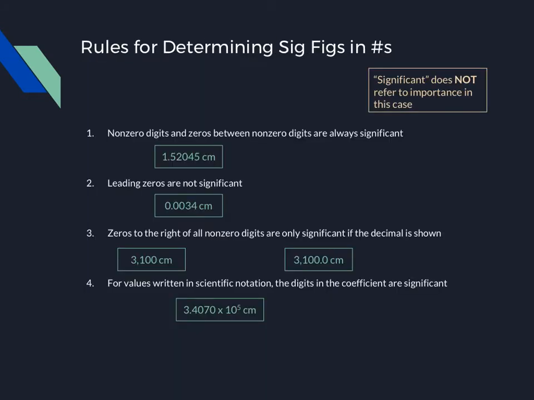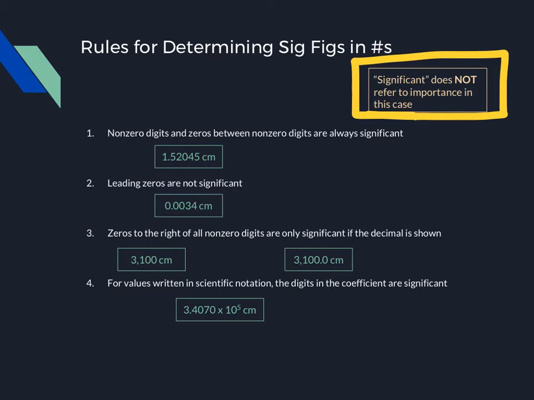Okay, now getting into rules of determining sig figs in different numbers. When we're looking at a measurement and I'm asking how many sig figs it has, sig fig stands for significant figure. When I say significant, it does not refer to the importance of the number. It's not saying these numbers are important but non-significant numbers are not important. It has to do with whether or not the person actually measured the number, or is it just there holding a place? Is it showing us where the decimal is?